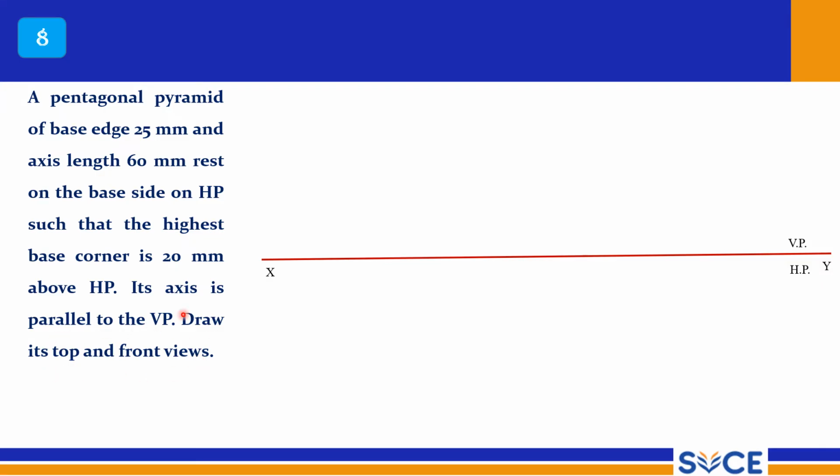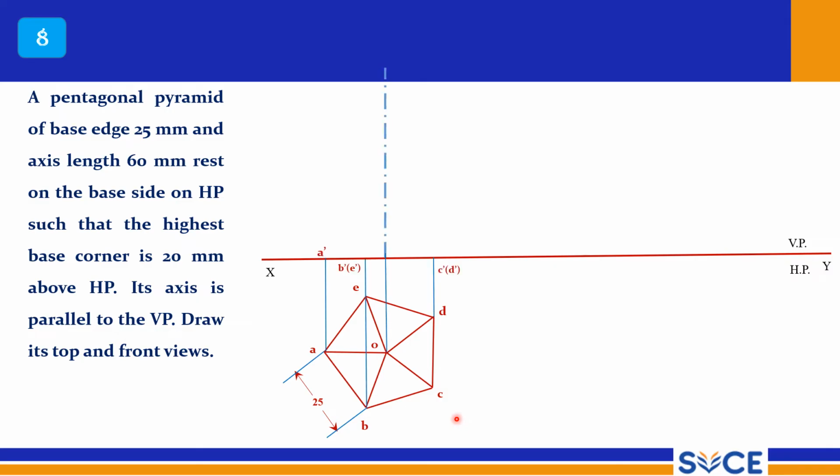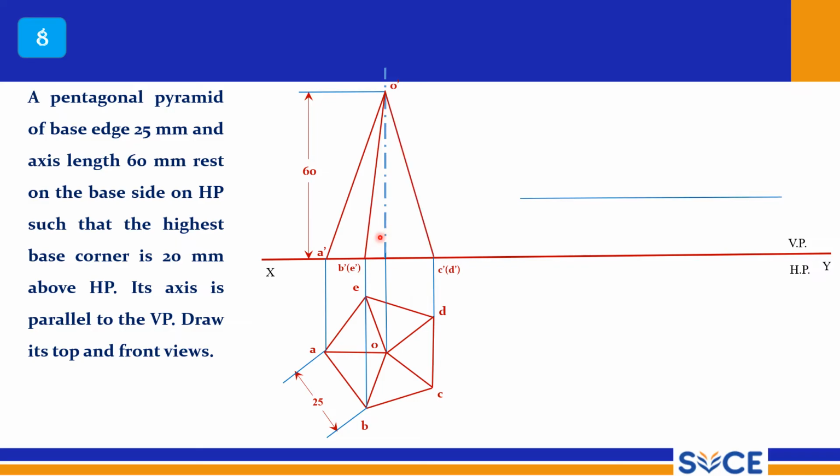So it is also resting on a base side. So there is no doubt, you should draw an edge here. So this is the pentagon, and it is a pyramid, so you should connect the center with thick lines. So this is the 25 mm side, A, B, C, D, E, and draw the axis line, and draw the simple front view, right? Now to draw the axis inclination, it is very simple. Draw a thin line at 20 mm, right?